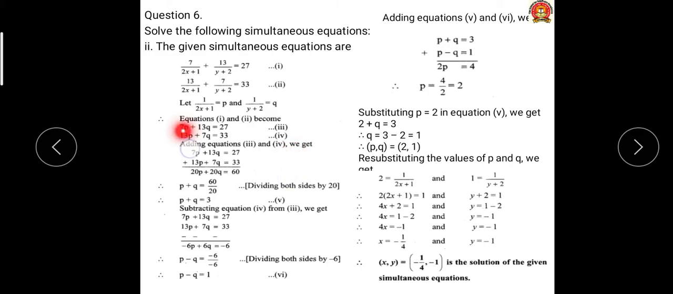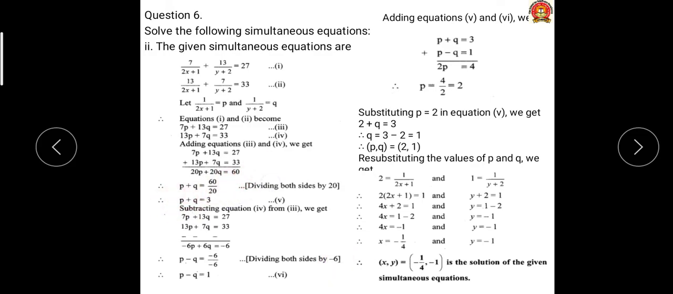Now listen student, if you observe the coefficients of p and q, how they are, in such a situation, what to do? Firstly add it and then subtract it. After adding both equations, you will get 20p plus 20q is equal to 60. How to write it in the simplest form? Simply divide by 20. What you will get? p plus q is equal to 3. Now subtract equation 3 and 4. You will get minus 6p plus 6q is equal to minus 6. Now dividing both sides by minus 6, you will get p minus q is equal to 1.